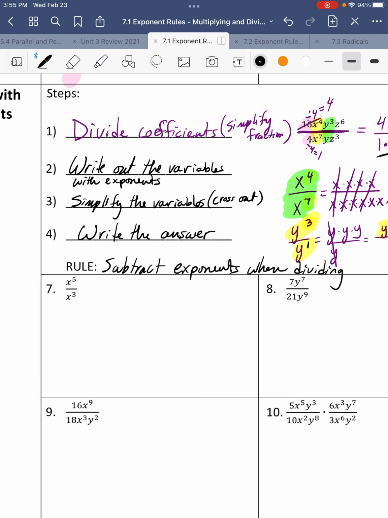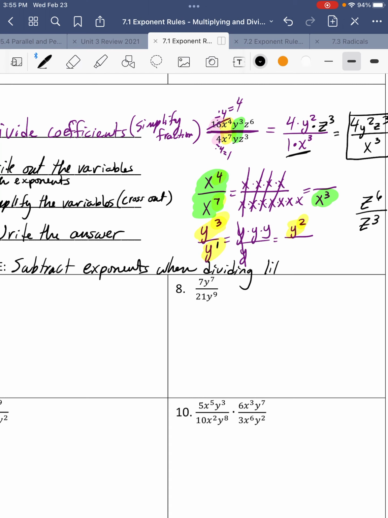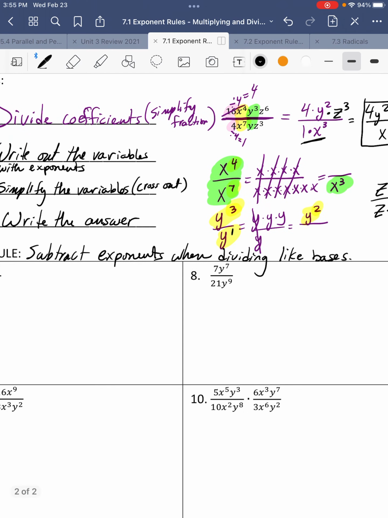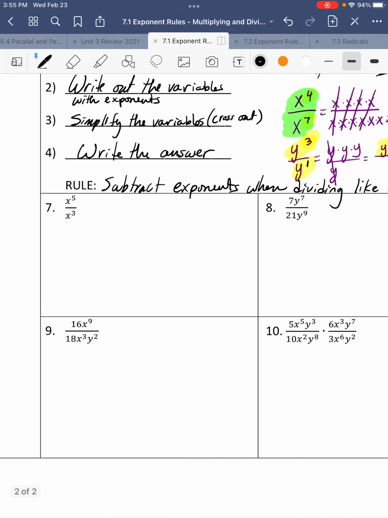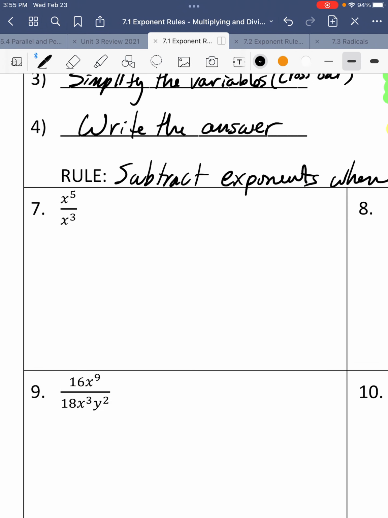When dividing like bases, meaning like bases where the x's are the same or the y's are the same, let's take a look at this rule here. You have like bases, you have division, so you're going to subtract the exponents. Take your biggest exponent and subtract your smaller.